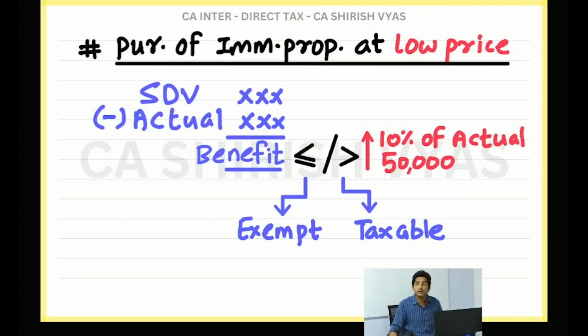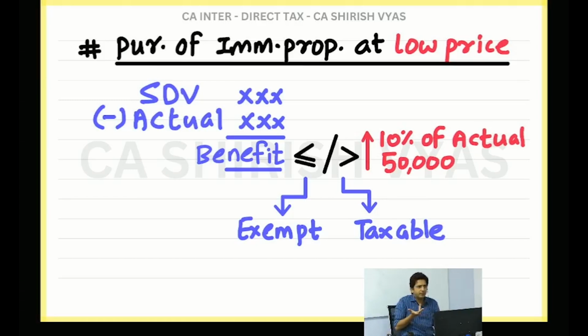What do you mean by big maza? Means it should be 9 lakh 50,000 or more than that. Then government will say, you got a big maza. Maza means benefit. Then it will be taxable. But if it is small, then enjoy. Tax free. What is the logic of this 10% now, tell me?